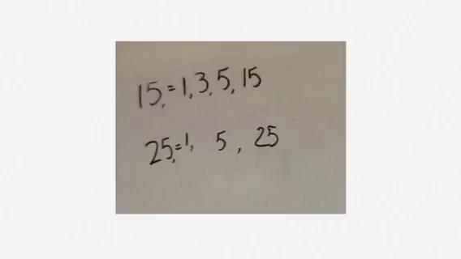In this case, we have 15 over 25, and 15's factors are 1, 3, 5, and 15, while 25's factors are 1, 5, and 25. So the only two that are in both of them are 5, so we will divide them both by 5.